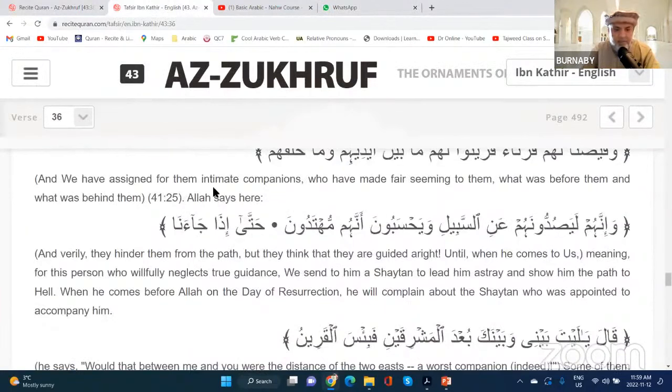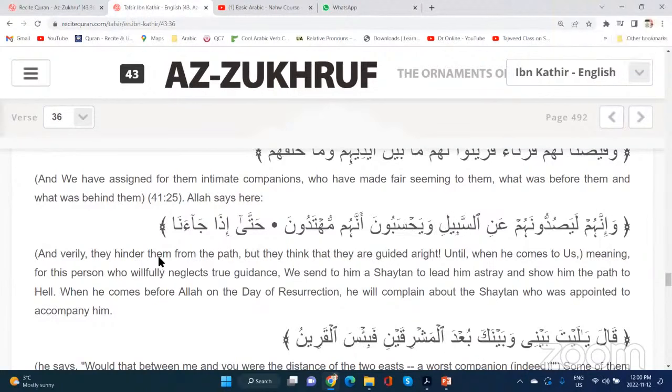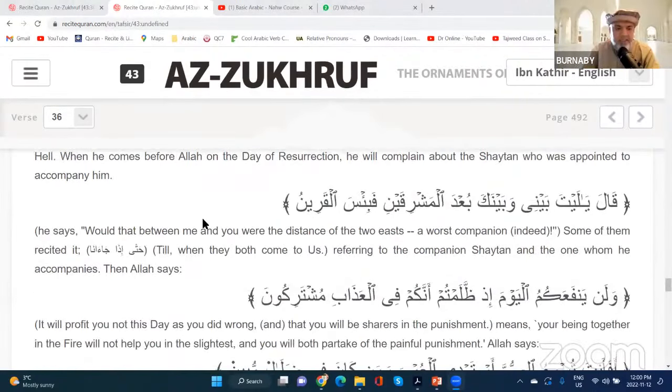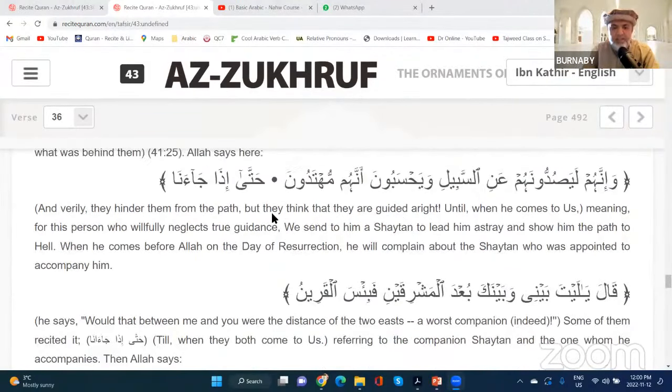and we have assigned for them intimate companions who have made fair-seeming to them what was before them and what was behind them. And verily, they hinder them from the path, but they think that they are guided aright. Yeah, there is a lot of background noise. Jazakallah. Okay, somebody was on. Okay, so verily they hinder them from the path, but they think that they are guided aright.